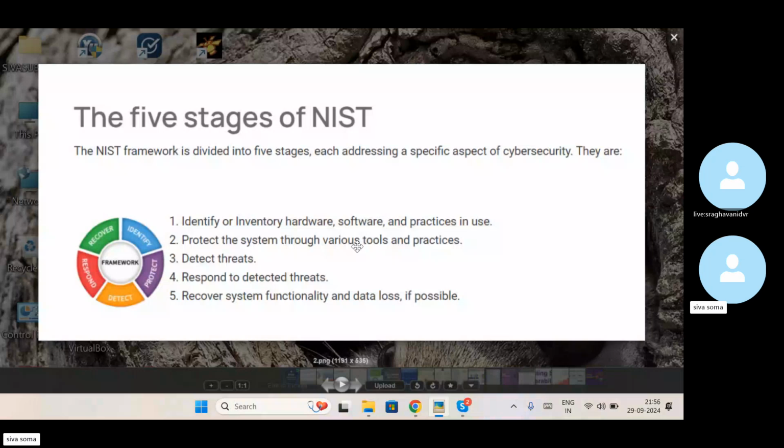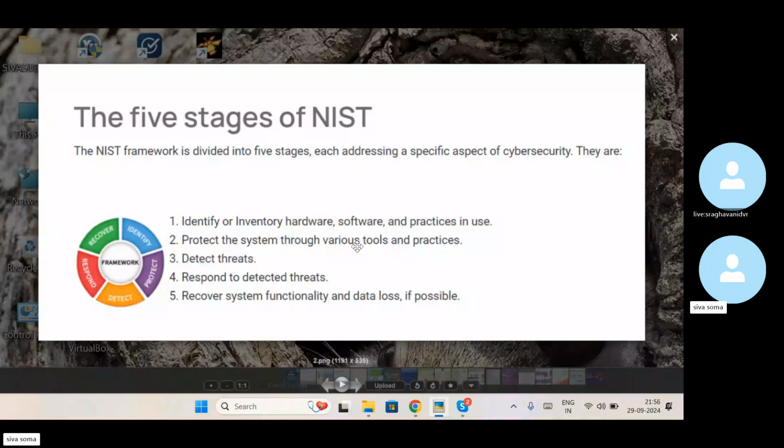Now you understand what is protect. Yes, sir. We are protecting some systems through some tools, different softwares. This comes under the category of protect, right? Yes, sir. The next one is detect threats.